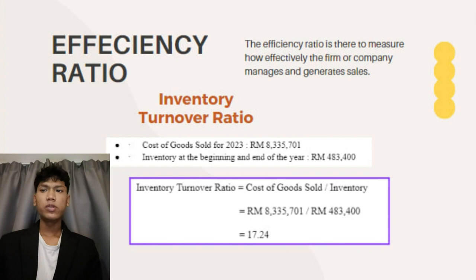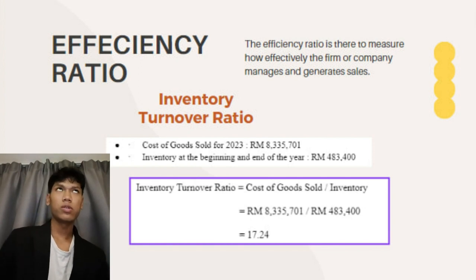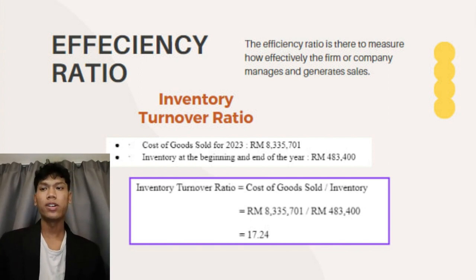So the calculation will be inventory turnover ratio equals 8,335,701 ringgit divided by 483,400 ringgit, and it is equal to 17.24. This indicates that Just Resource Berhad turns over its inventory approximately 17 times in 2023.